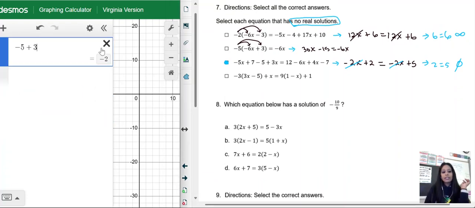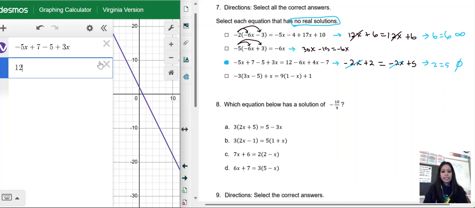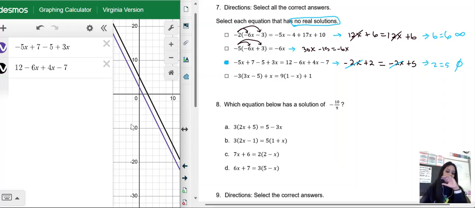How do I see no solution in Desmos? I'm going to put the left side in Desmos, and then put the right side in Desmos. So this is how no solution looks in Desmos when you split the equation, okay? They're going to be parallel lines. So basically they don't cross, which means that there's no solutions that will make this equation true, okay?